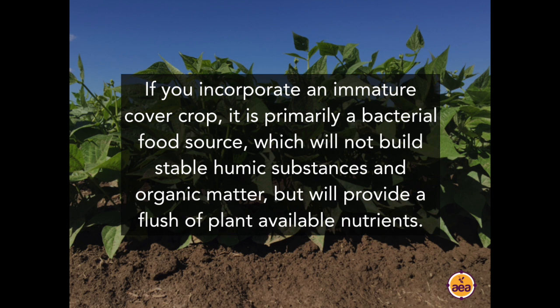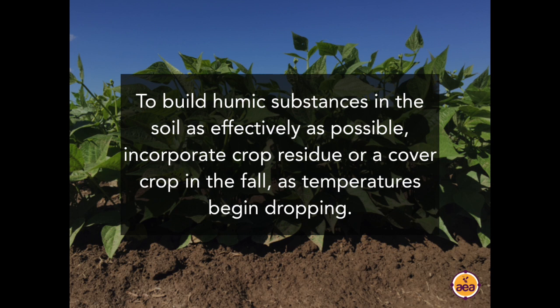So to go back to what I was speaking about a moment ago, if you want to build humic substances in the soil as efficiently and effectively as possible, the magical combination would be to incorporate either crop residue or a mature cover crop in the fall as soil temperatures begin dropping. That's how you're going to build humic substances in the soil the fastest.